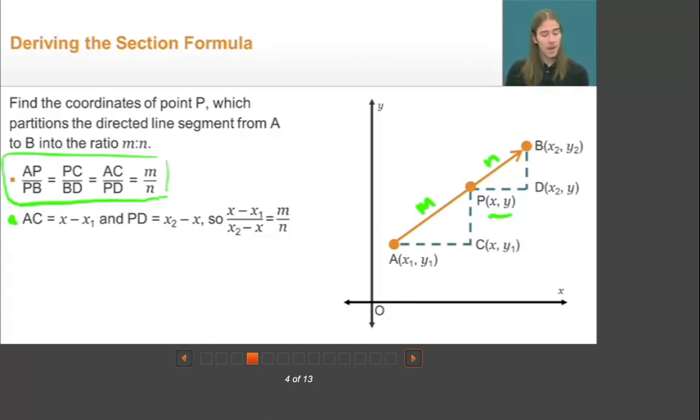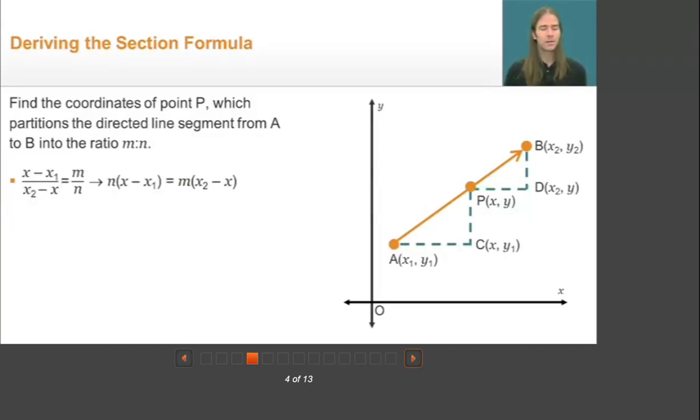In particular, I know AC and PD. The reason I know the lengths of AC and PD is because they're horizontal line segments and I know their coordinates. I can just subtract the x coordinates in order to find their lengths. So therefore, by the substitution rule, AC over PD is equal to m over n. And if I look at that, I notice that I can solve now for x. Let's take a closer look.